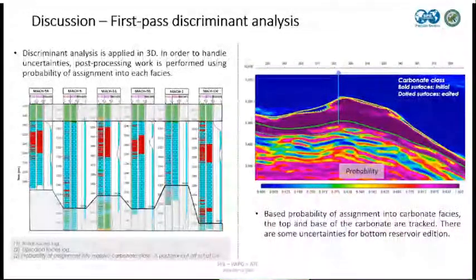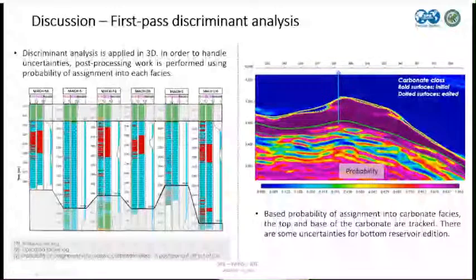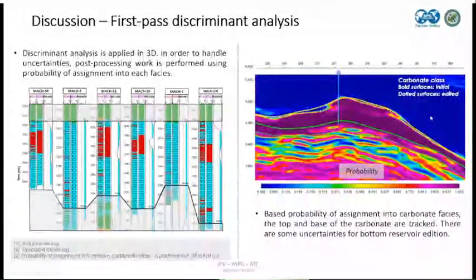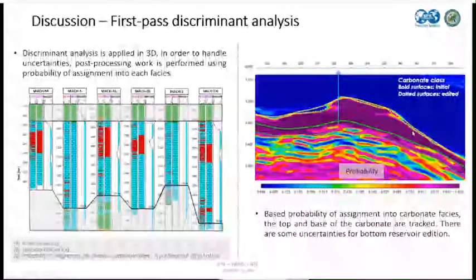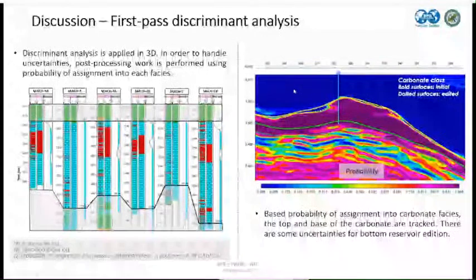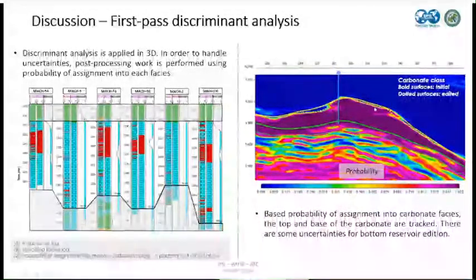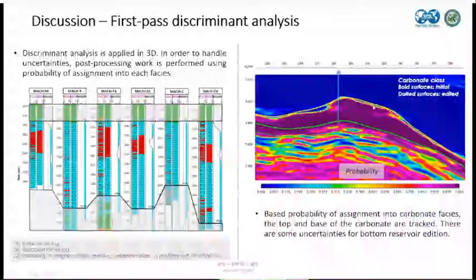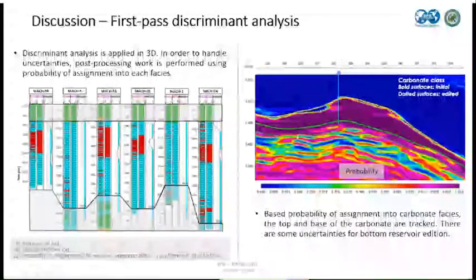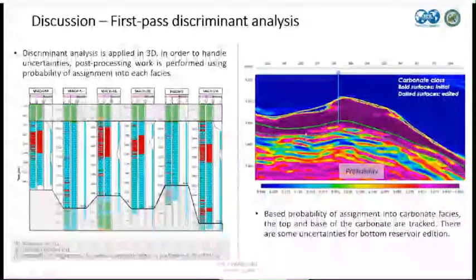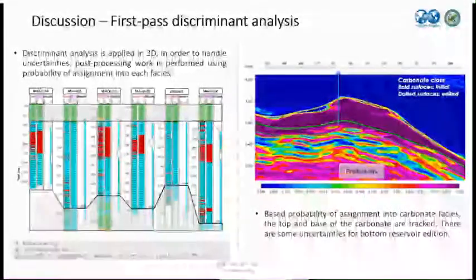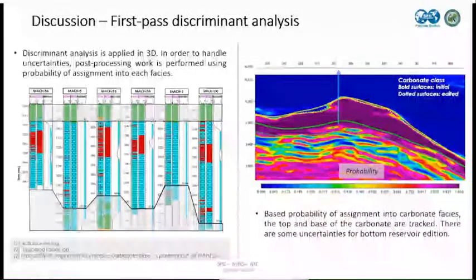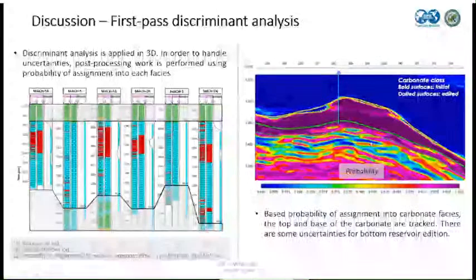In order to go further and explore the data as much as possible, we decided to track the surface. Here you can see a section of the probability of assignment into a carbonate facies. We can see a quite sharp transition between the shale here with a low probability and the carbonate here with a high probability, so we could track the top limit of the reservoir. For the base, we could do the same. We can see that there are more uncertainties. The transition is less clear, and actually we can see here at the well in the facies log that at the bottom there is a mixed shale and carbonate facies, leading to a less sharp transition, but still quite clear.